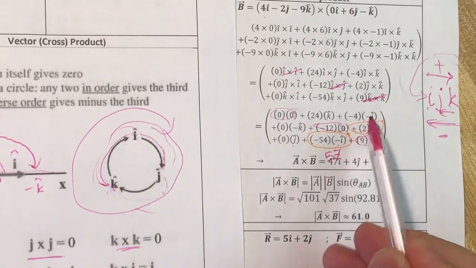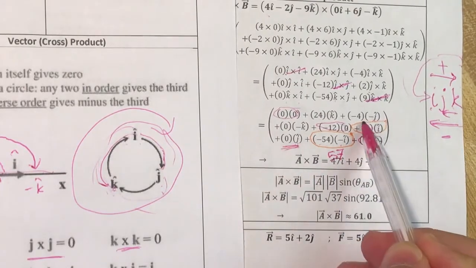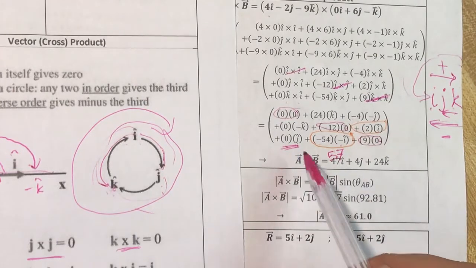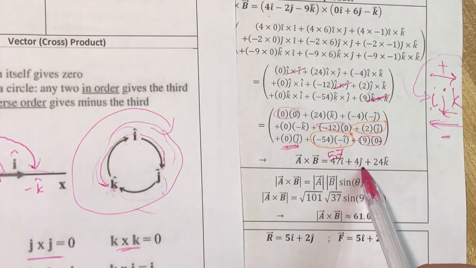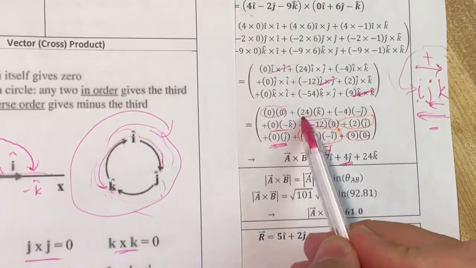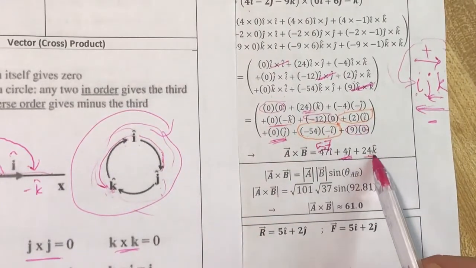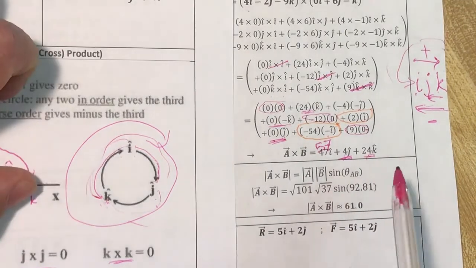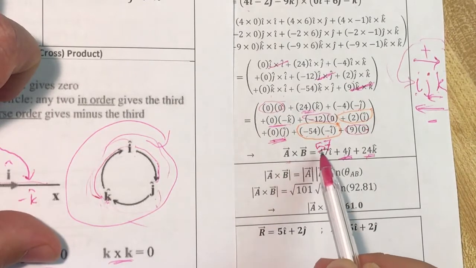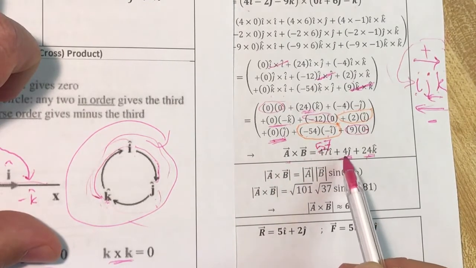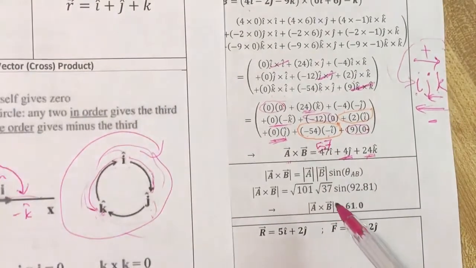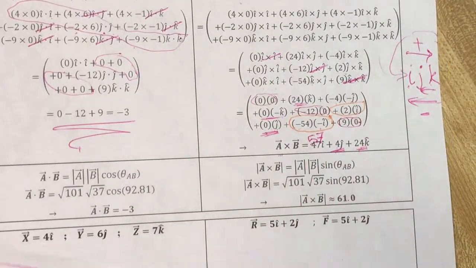Okay, in the j direction we have 0, and negative with negative is positive 4, with 0 it is positive 4j. And we have 0k and 24k, so it will be 24k. So the cross product A cross B is equal to 57I plus 4J plus 24K. Okay, now we have these relations.